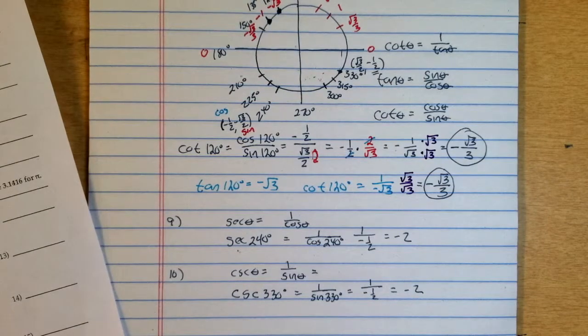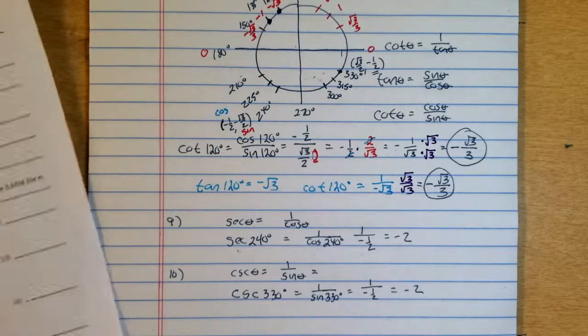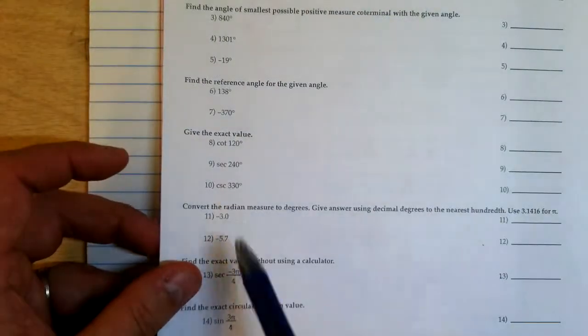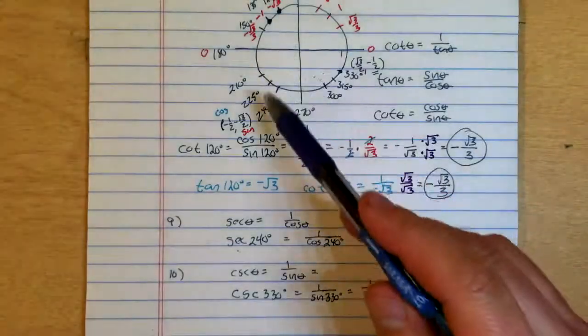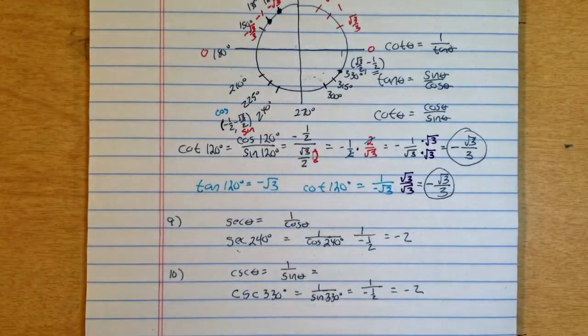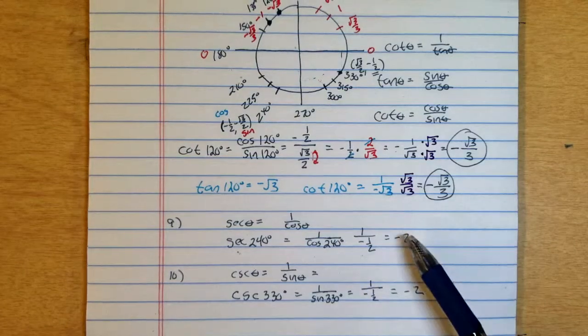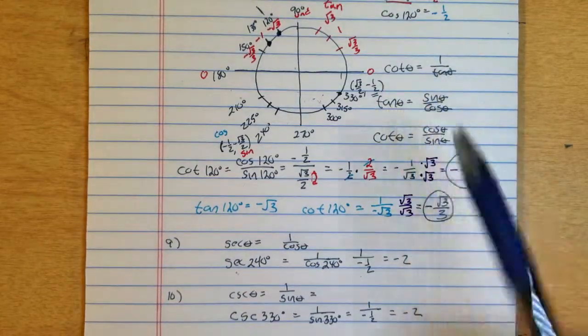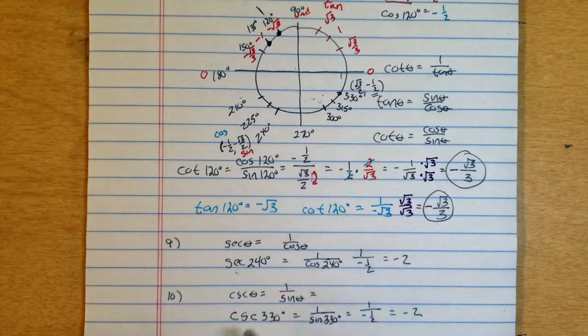And that's how we're getting our exact values for cotangent, secant, and cosecant. We need to know the unit circle. We need to know all the values on the unit circle everywhere. And we need to know some basic identities about cotangent, tangent, secant, and cosecant.